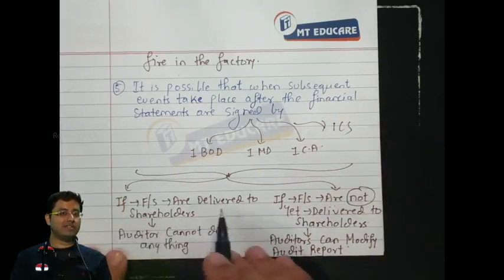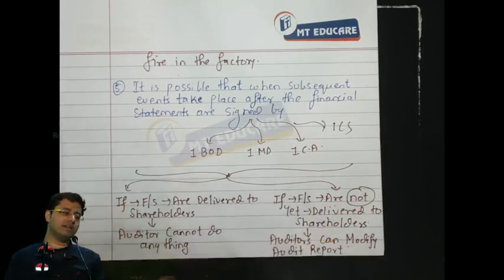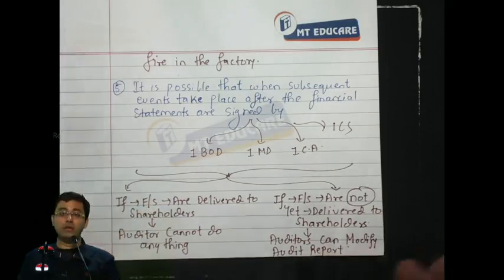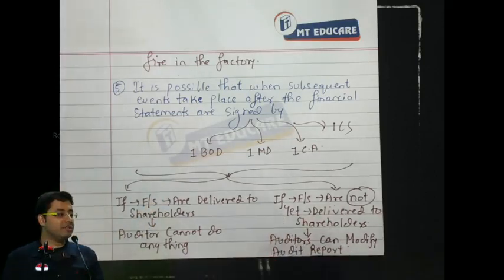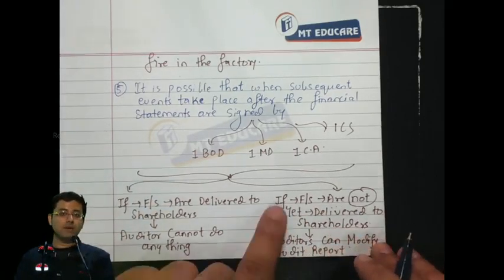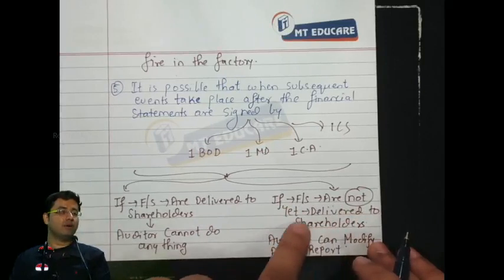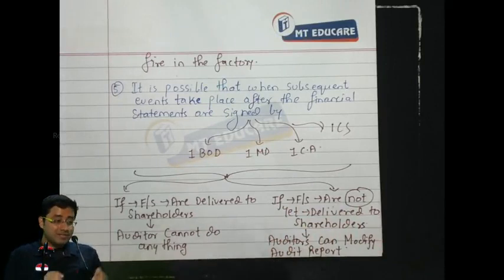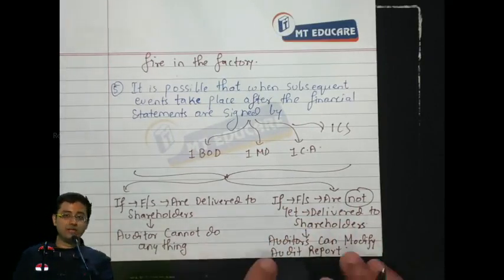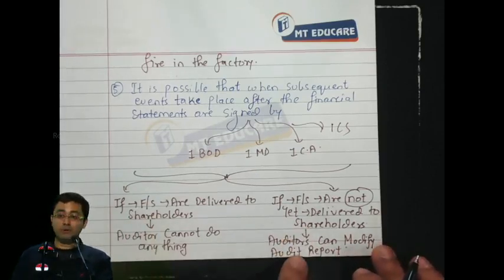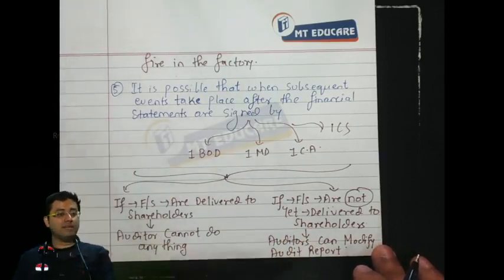So if the financial statements are delivered to the shareholder, can the auditor do anything now? Suppose the financial statements go to the shareholder, what will the auditor do now? Nothing. When I say he cannot do anything, it means it is not possible for him to incorporate the effect of subsequent events. But if the financial statements are not yet delivered to the shareholder, the auditor can modify his audit report. Have you understood this point? The timing chart which I taught you helps you in understanding this point. Otherwise it becomes difficult to understand when he is trying to modify his audit report, that means he is trying to incorporate the effect also.